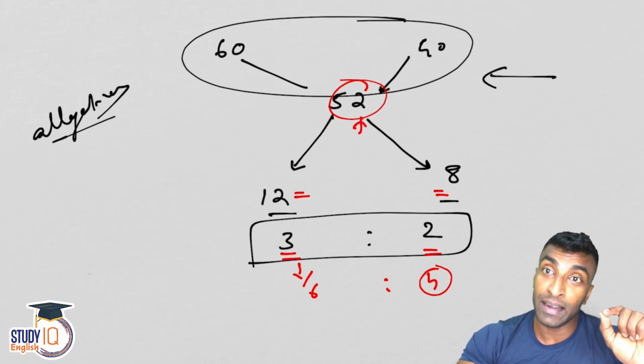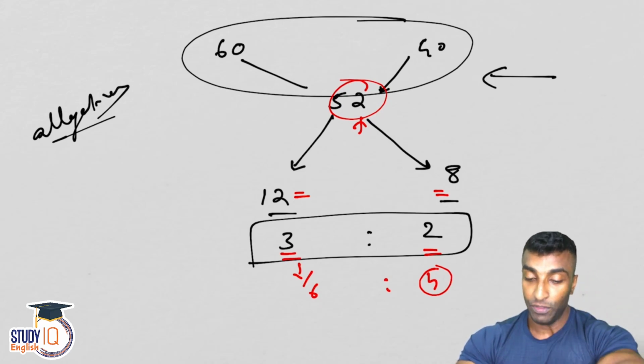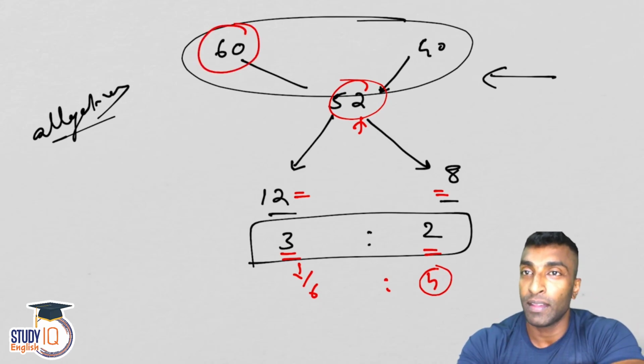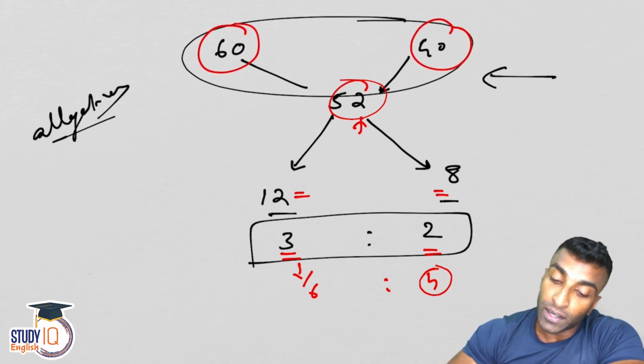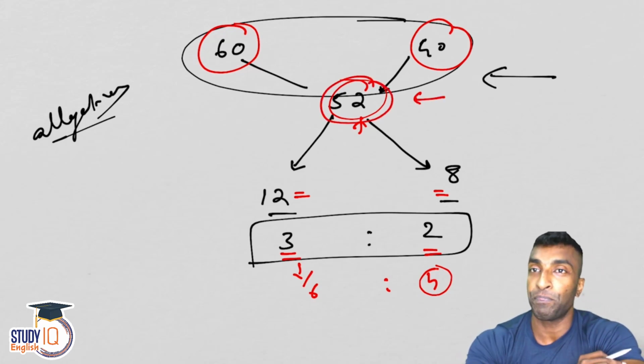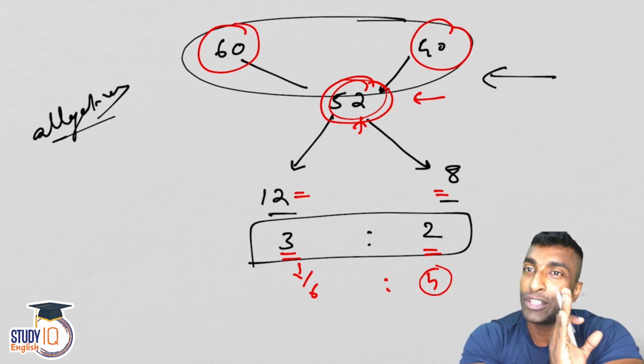You can find it if any one of these is given. For example, the weight of boys is 60, the weight of girls is 40, and the average weight of the class is 52. This is given. Now, I can ask you the ratio. The ratio is pretty simple, 3:2. What is the ratio of boys and girls? 3:2. Direct answer. You will be getting it.